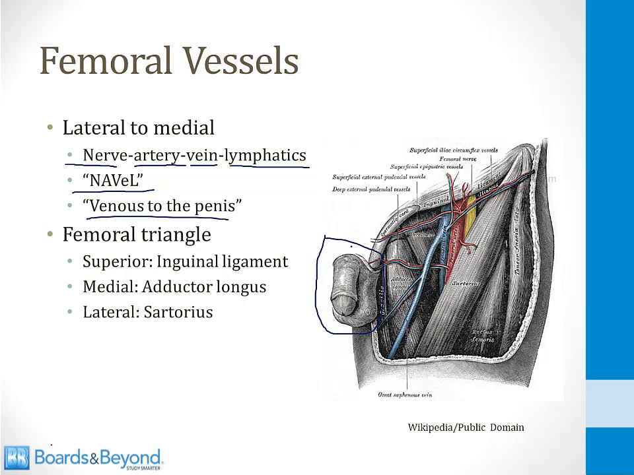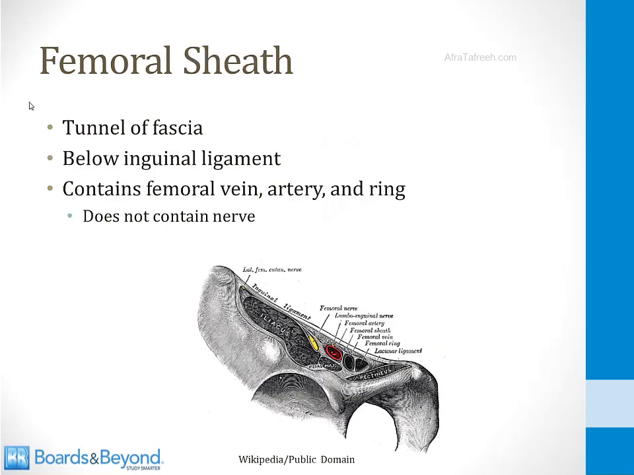This area below the inguinal ligament is called the femoral triangle. Its upper border is the inguinal ligament shown right here in this picture. Its medial border towards the penis is the adductor longus muscle, and its lateral border is the sartorius. These three structures make a triangle below the inguinal ligament, and within that triangle you can find all the structures in the NAVEL mnemonic.